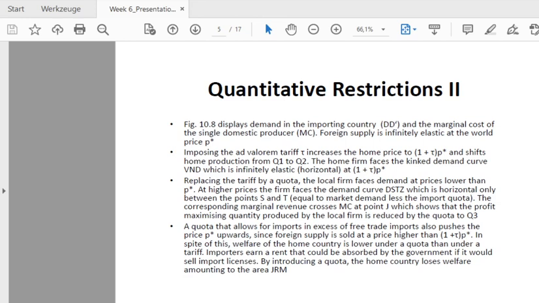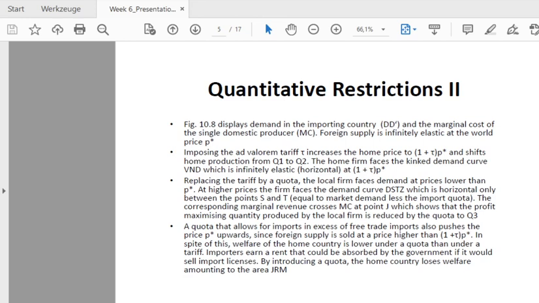So by introducing a quota, the home country loses welfare amounting to the area JRM. So we can see here what happens. And we also have the issue of import licenses. Yes, so when you introduce an import quota, you have to determine who will be able to take advantage of this import quota.